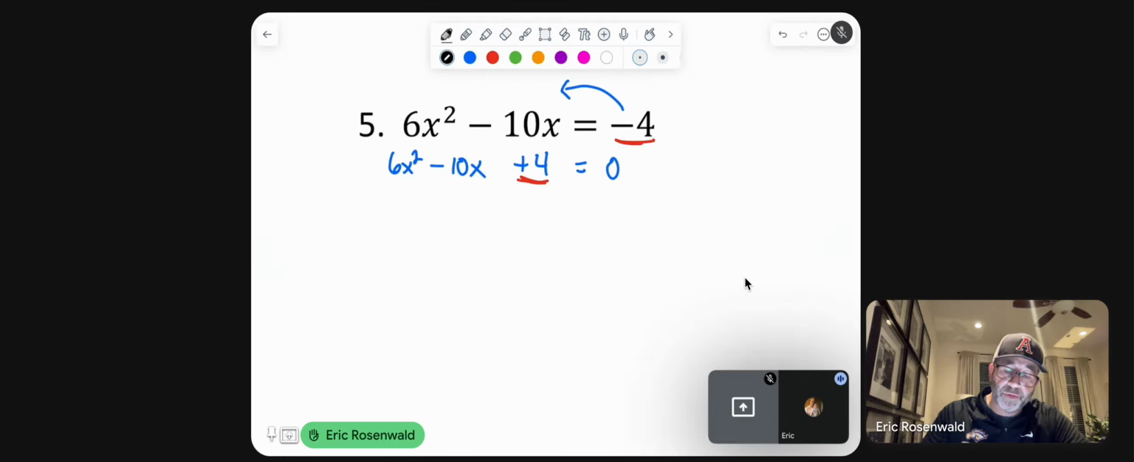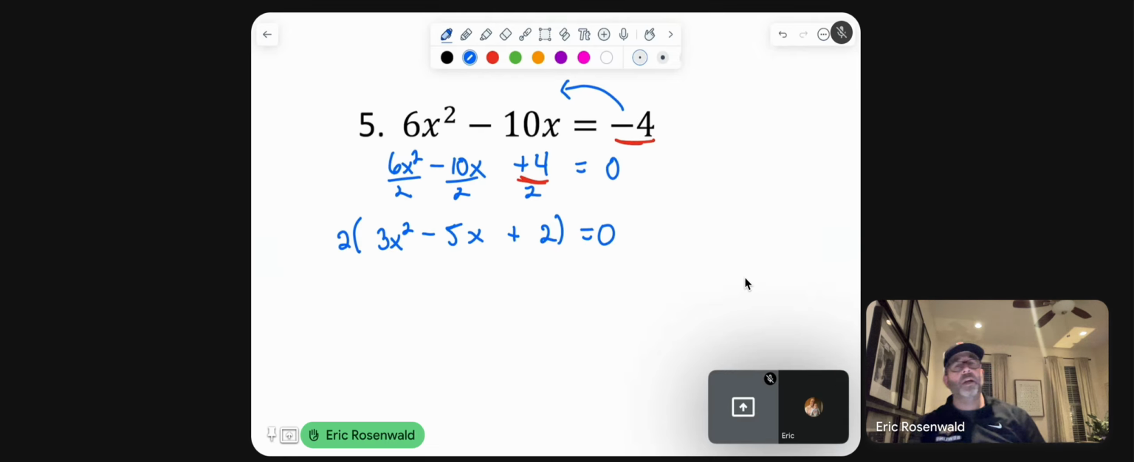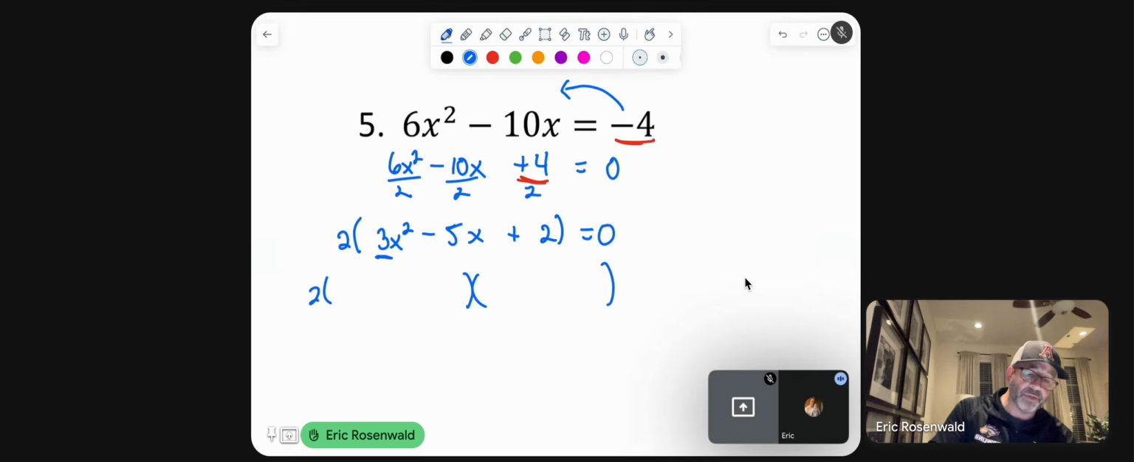So let's take the 2 and divide that out. If I take this 2 out, we're going to be left with 3x squared minus 5x plus 2 equals 0. And that's just dividing everything by 2. We look at the leading coefficient of this, and it's a 3. And so we say, well, can I do guess and check to see if I can get this to work out? Well, let's try. The only factors of 3 are 1 and 3.